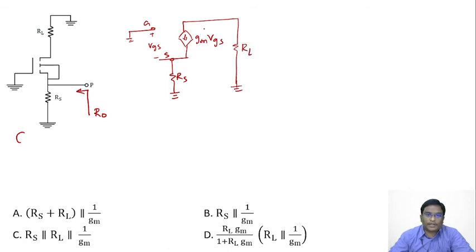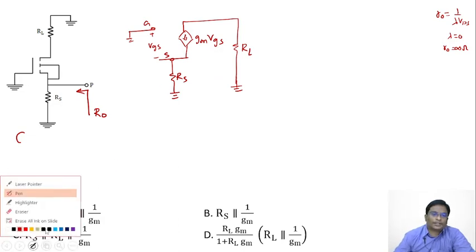Usually, if you have channel length modulation, the output resistance R naught is given by 1 plus lambda into VDS. If lambda equals 0, then R naught equals infinity. An infinite resistance in parallel with gm VGS, that's all. They're asking us to determine the output resistance looking into this one.